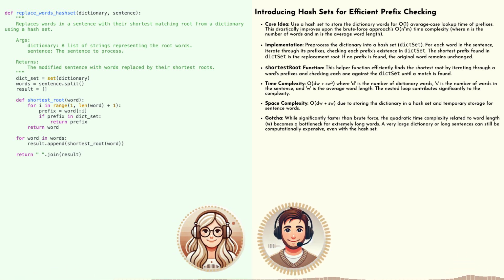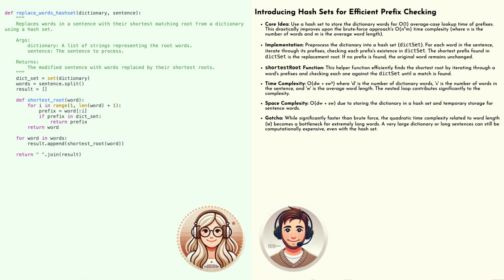So if we load up our dictionary into a hash set, we could just quickly check if any prefix we create from the sentence is a root word. Exactly. That's way faster than the brute force method. Definitely sounds like it. And wait a second. If we find a matching prefix in the hash set, we know it's the shortest root word for that word, right? Because we're checking from shortest to longest. Boom, you got it. No need to check any further prefixes. It's like finding the perfect shortcut.